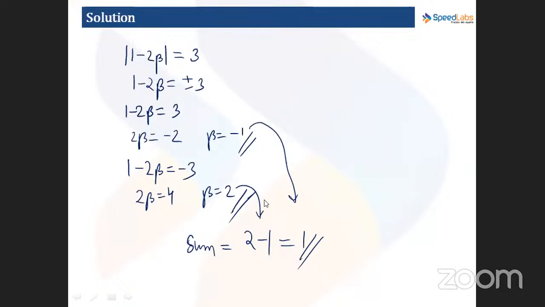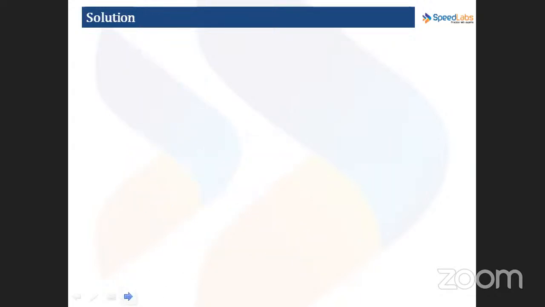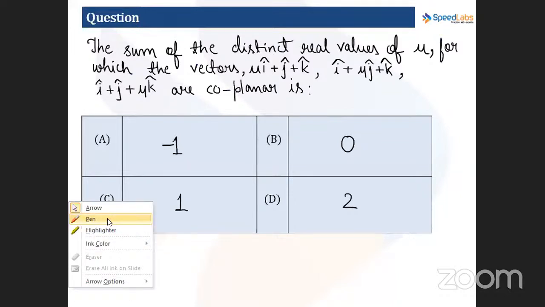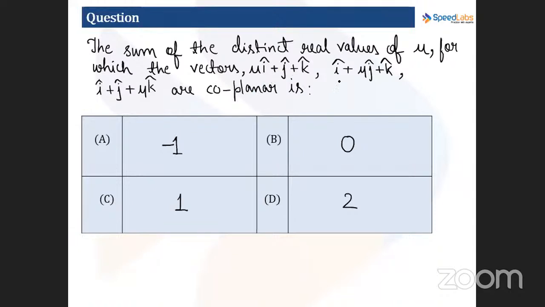Okay. So if it is clear, then let's move on to the next question, which is this. The sum of the distinct real values of mu for which the vectors mu i cap plus j cap plus k cap, i cap plus mu j cap plus k cap, i cap plus j cap plus mu k cap are coplanar. We discussed this kind of question previously.